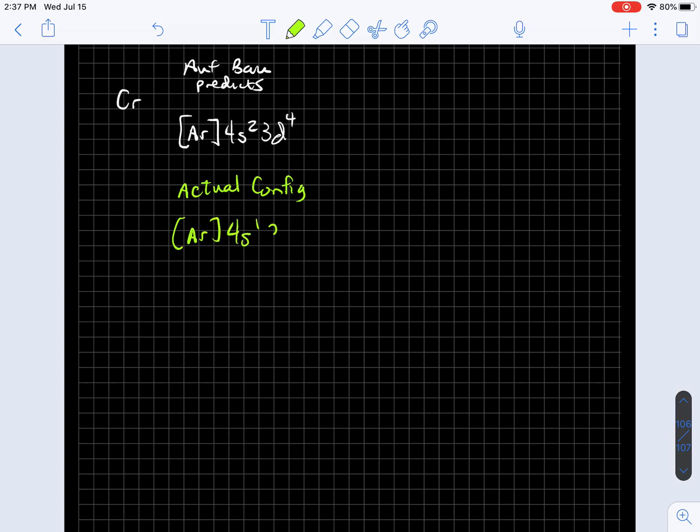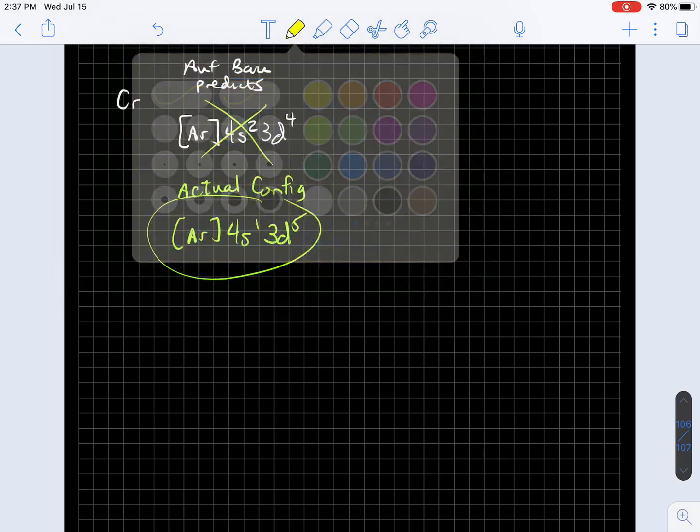Okay. Start with chromium. We're going to do what Half-filled would expect as far as configuration. The Half-filled prediction predicts that chromium would have an argon core, a 4s2, 3d4 configuration, but this is not what actually happens. When we apply X-ray diffraction to this, our actual configuration turns out to be argon core, 4s1, 3d5. This doesn't happen. This does. And the question is, why does that happen?